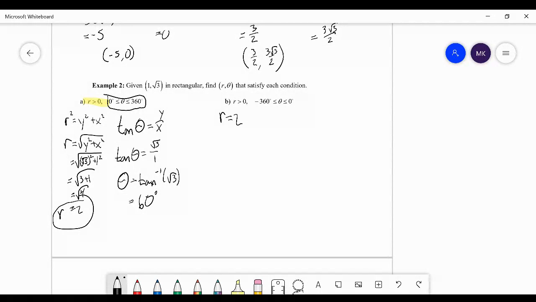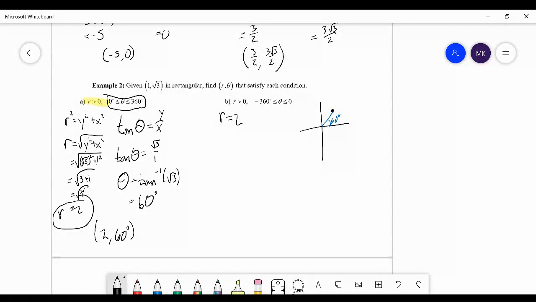Let me give a final answer here. So this point is 2, 60 degrees. R is 2. So to find theta, what I know is this point, 1 root 3, is about here. And if I make the angle, that angle right there is 60 degrees.